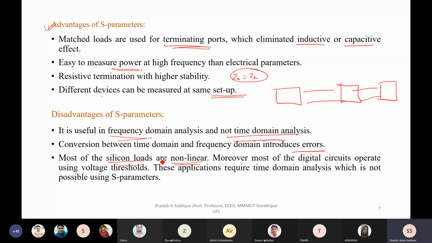So S parameters cannot be used there, because most digital circuits are analyzed in the time domain. We cannot use S parameters generally for all digital circuits. We generally deal with microwave frequencies, and we use S parameters at microwave frequencies.